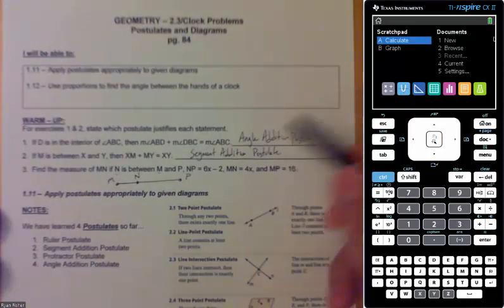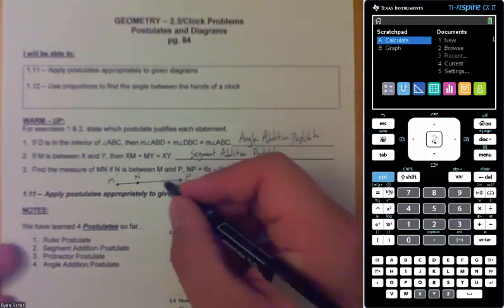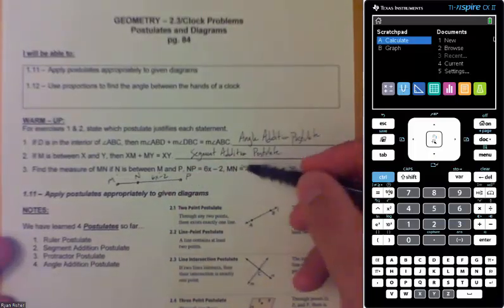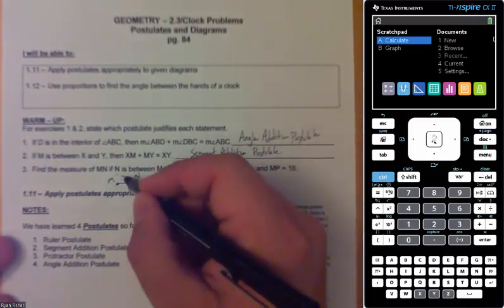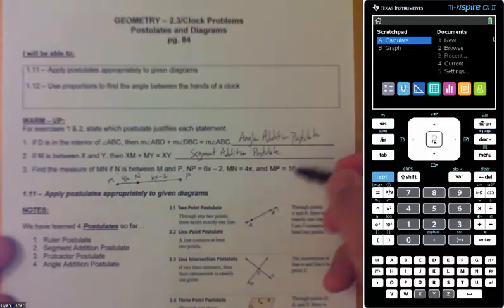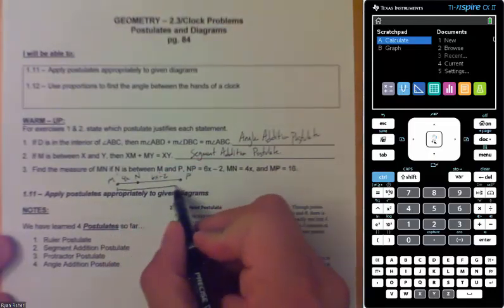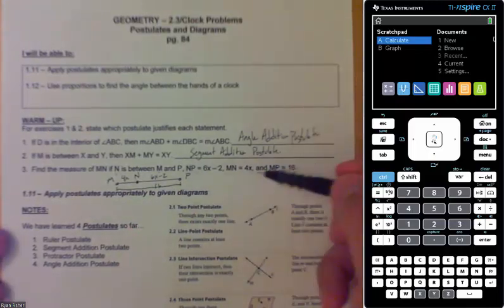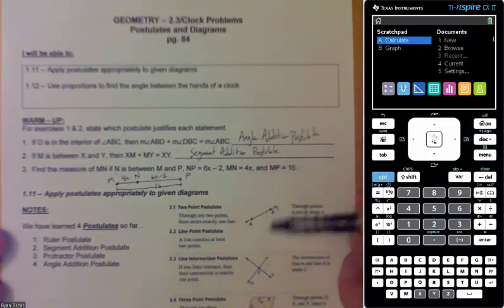I'm going to label the things I know. From N to P is 6x minus 2. From M to N is 4x. And from M to P is 16. So this whole thing is 16. With this in tow, I think with this picture, it's now much clearer what to do.